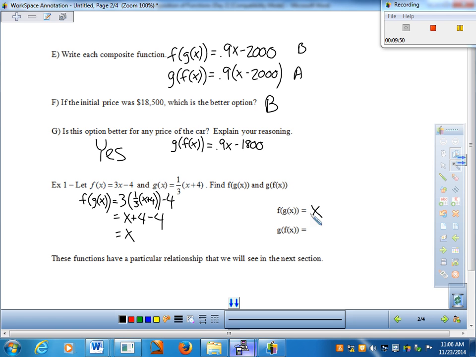Watch what happens when I switch it around. Let's reverse it here, of course. Let's do g composed of f of x. Let's see if I can fit this in.